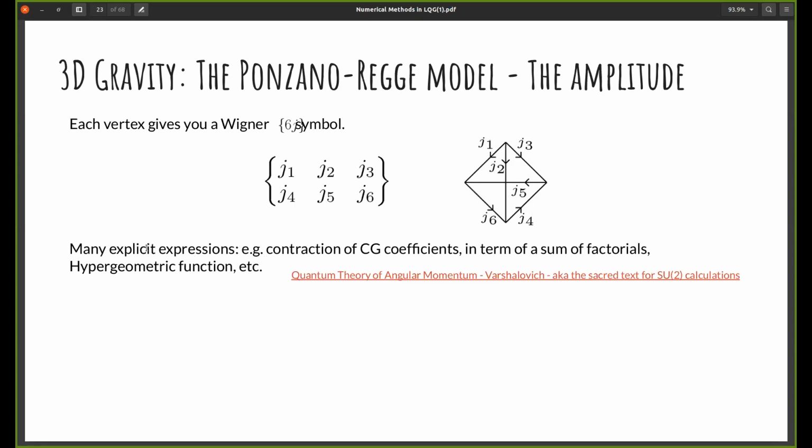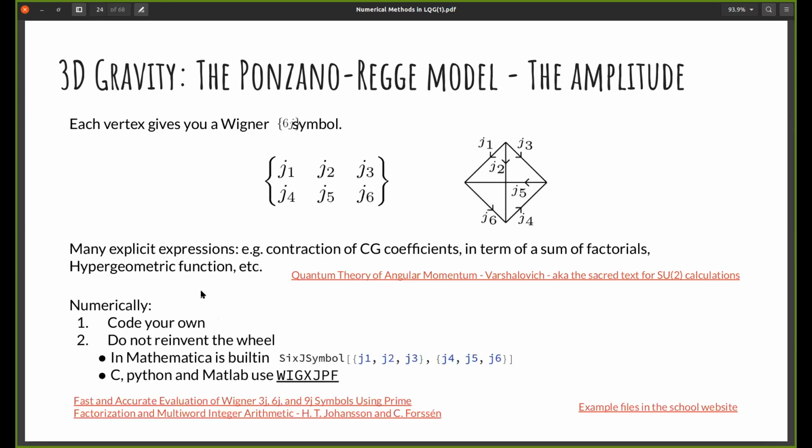There are many explicit expressions for these 6J symbols. For example, as a contraction of Clebsch-Gordan coefficients or 3J symbols, or in terms of sums of factorials, or in terms of hypergeometric functions, or whatever you prefer. There are literally a ton of them. I always refer to this book for almost every expression that exists. But how do you compute these 6J symbols numerically? Well, there are two options. One, you code your own function.